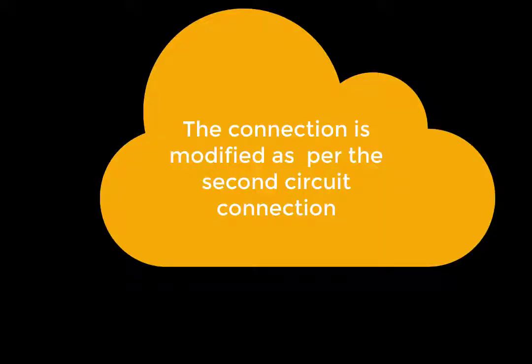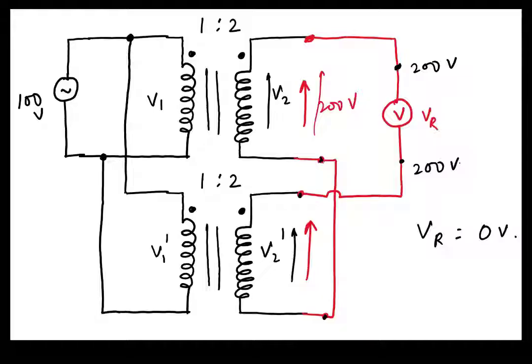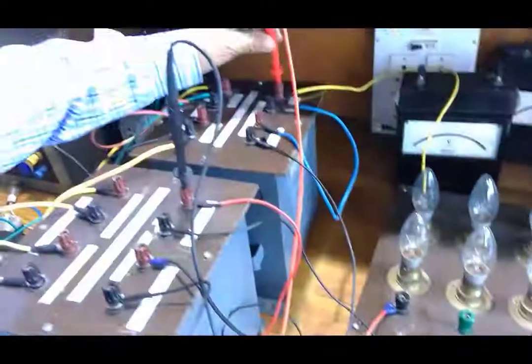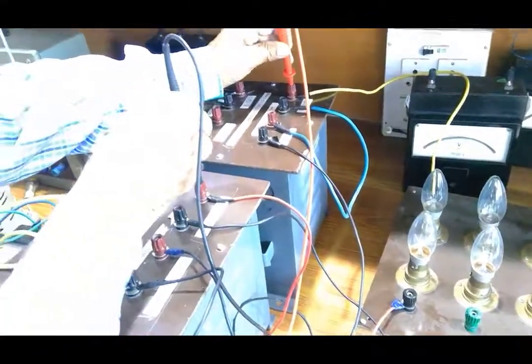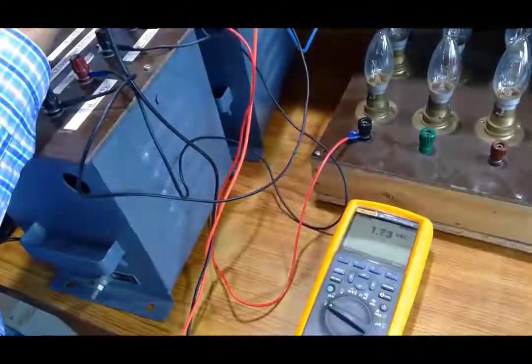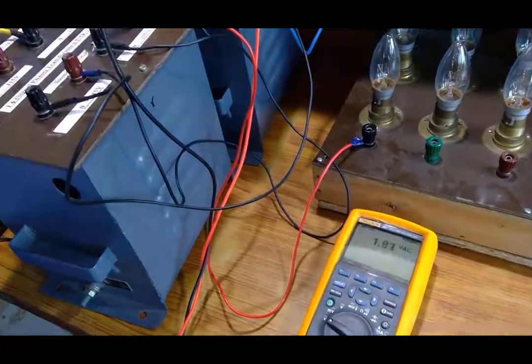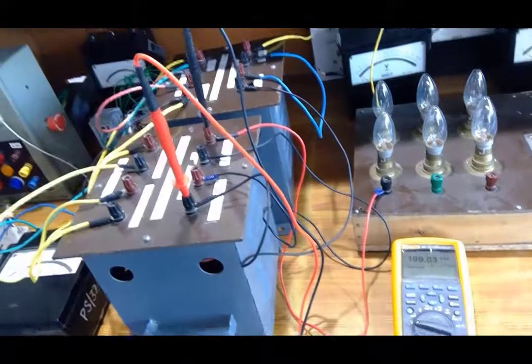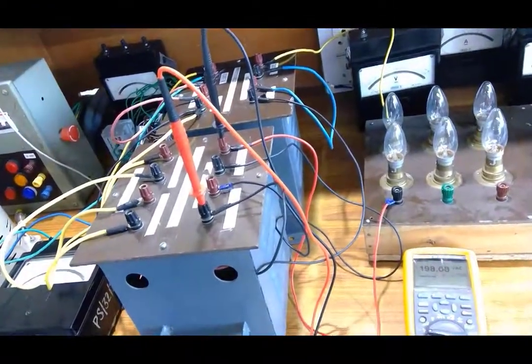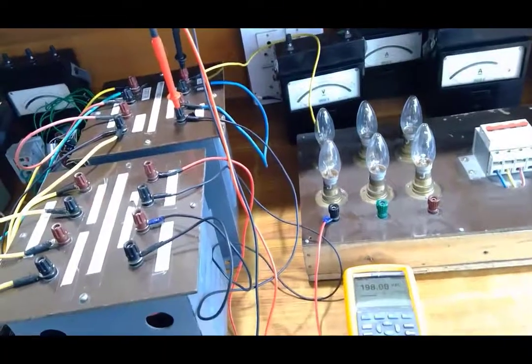Now this is the second connection. In the second connection, at the secondary, I have modified the connection, and now we will observe the voltages. You can see that the bulb is not glowing now, and the combined voltage also is around 1 point something. Individually the transformer voltages are still there, 199 and 199 volt.